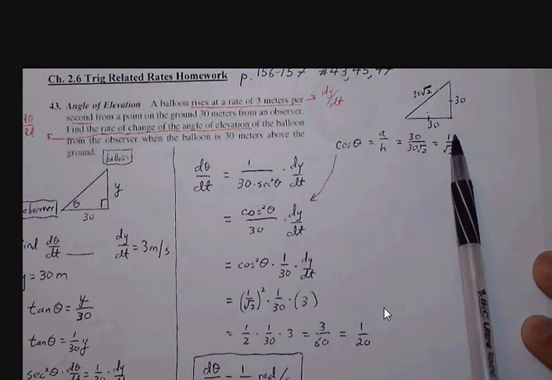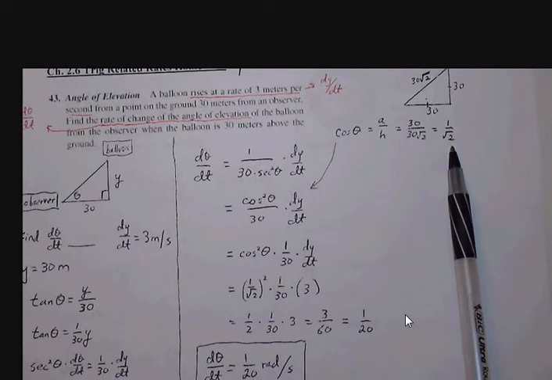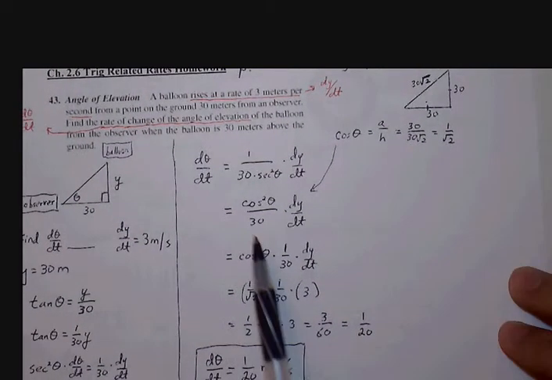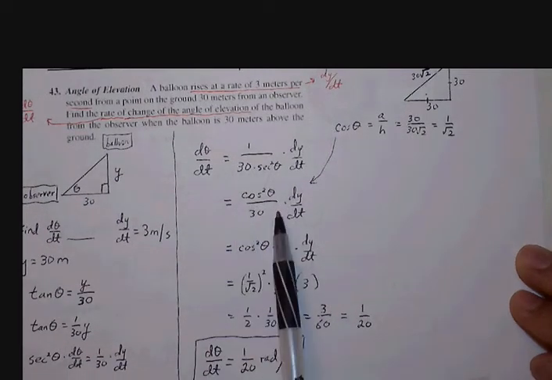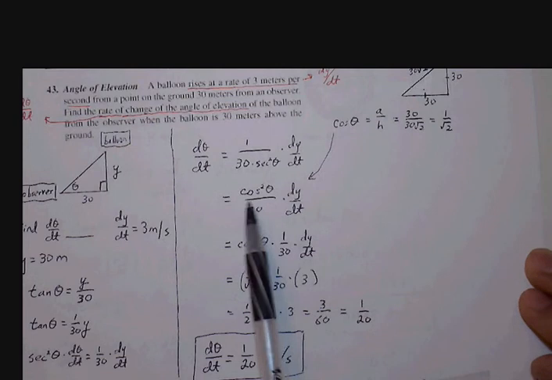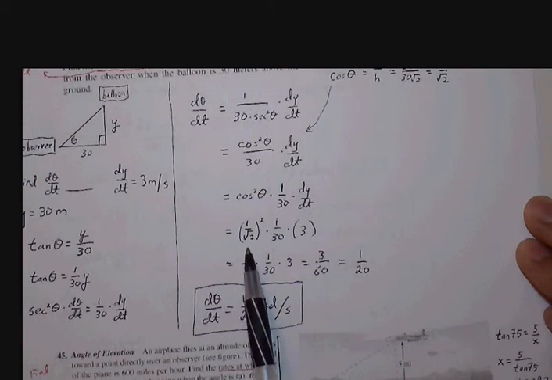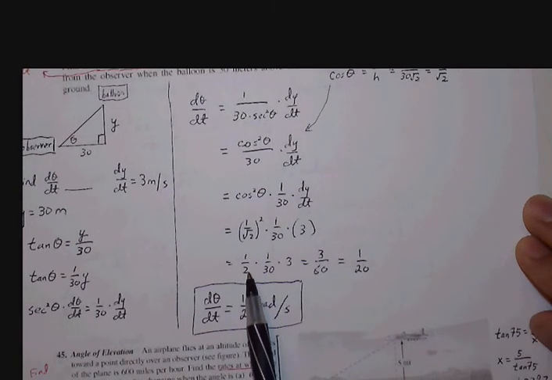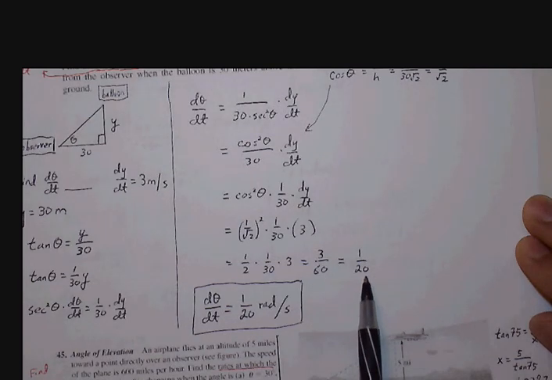So plug this back into our formula so far. Cosine squared theta can be replaced with 1 over square root of 2, squared, which becomes 1/2. So 1/2 times 1 over 30 times 3 reduces to 1 over 20, and that's going to be our rate of change for theta. So 1 over 20 radians per second. Right, 45.